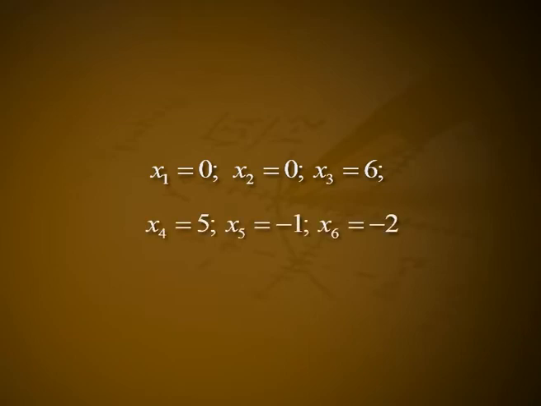The solution x1 equal to 0, x2 equal to 0, x3 equal to 6, x4 equal to 5, x5 equal to minus 1, x6 equal to minus 2 is not a feasible solution. To get a starting basic feasible solution for the problem, we formulate an auxiliary problem by introducing two artificial variables to the third and fourth constraint equations. The objective function is changed to g of x, with a cost coefficient of minus 1 each for the artificial variables and 0 each for all other variables.